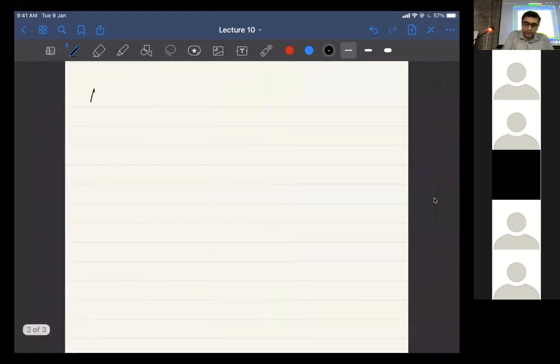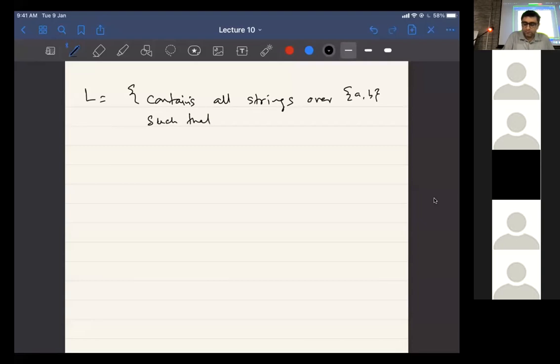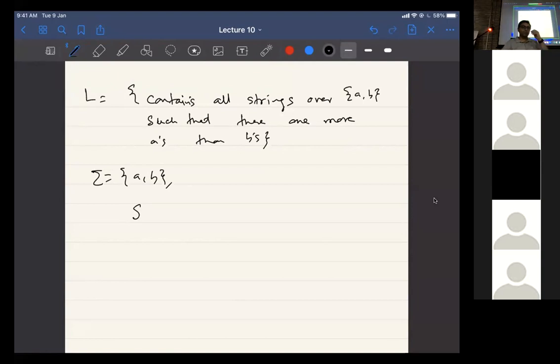Okay. So A is a language that contains all strings over A, B such that there are more A's than B's. Okay, how would you construct a grammar for this? Suppose S is the starting variable. How would you construct a grammar for this?